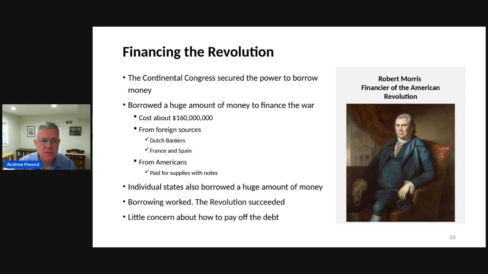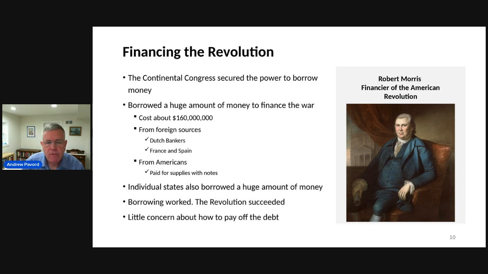It was about $160 million Americans borrowed, and they got it mostly from foreign sources, like the Dutch bankers, France and Spain. Now, a lot of these loans were motivated by hostility to England from France and Spain and the Dutch. But they still expected to be repaid, and that will come up later in our story.